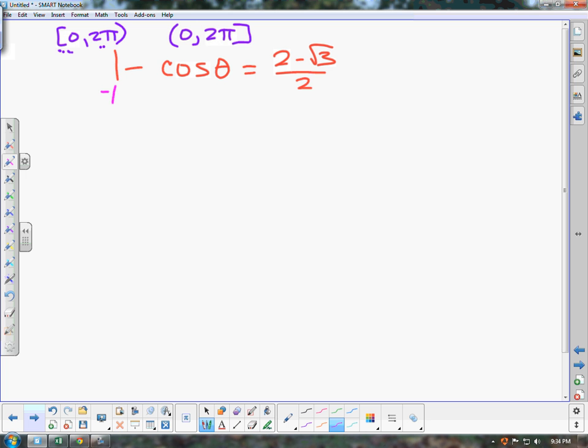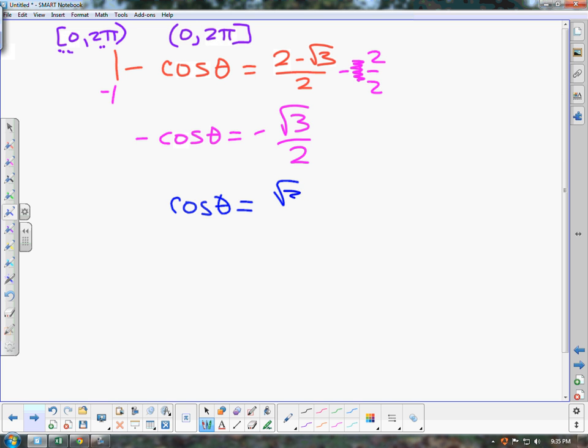So first thing you would do is subtract 1. And you'd have a negative cosine of theta equals that 2 minus the square root of 3 all over 2. Common denominator is 2 over 2. And so now you have 2, and then 2 minus 2 is 0. So now we have a negative square root of 3 over 2. Next thing you would do is get rid of the negative sign by multiplying both sides by a negative 1. And you have cosine is the square root of 3 over 2.